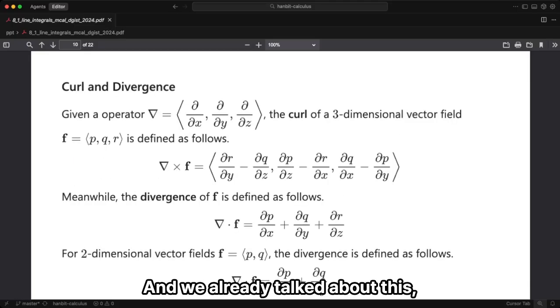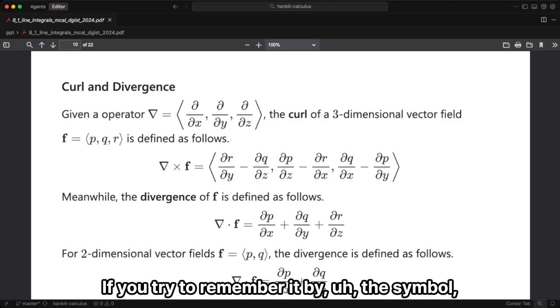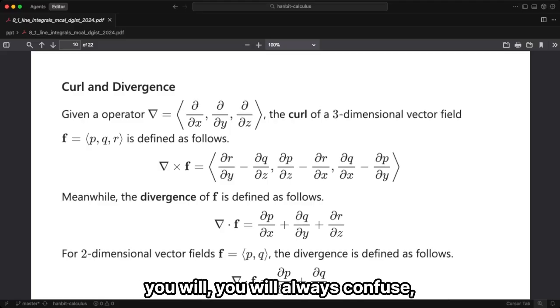We already talked about this, but let's review. We call this the nabla operator. Using this nabla operator, we can define divergence and curl. Curl is defined to be an operation on a three-dimensional vector field. If your three-dimensional vector field has coordinate functions P, Q, R, then the curl has these coordinates. I said that this is complicated. If you try to remember it by the symbol, you will always be confused.